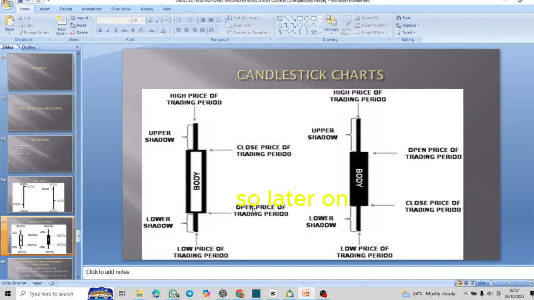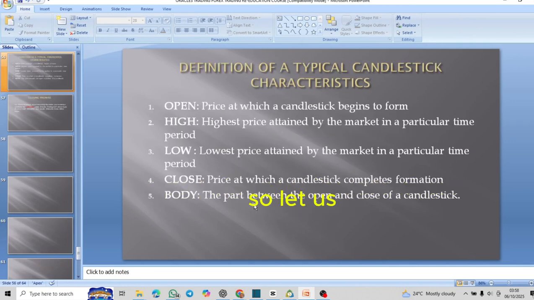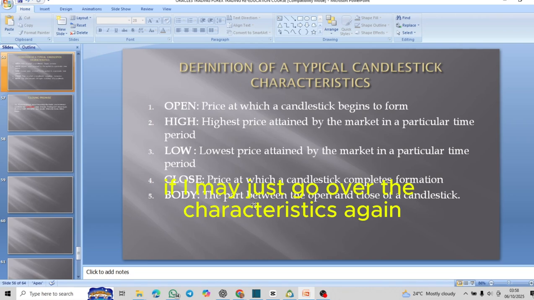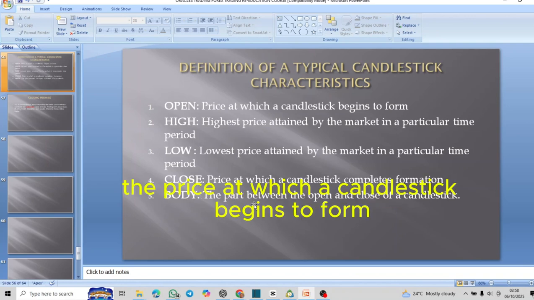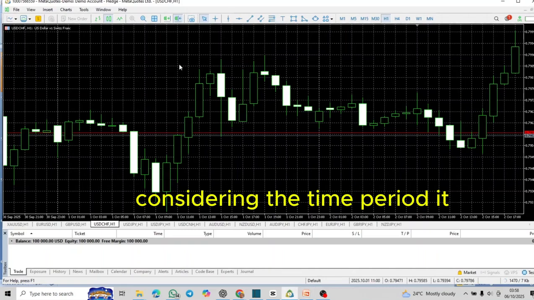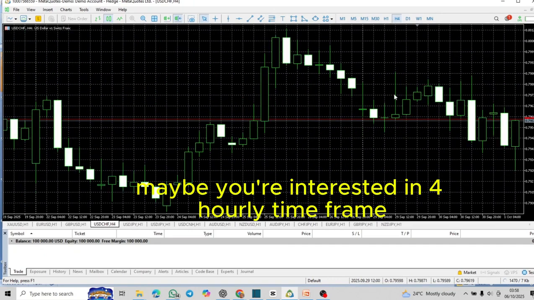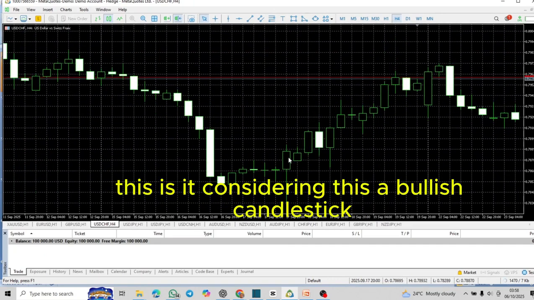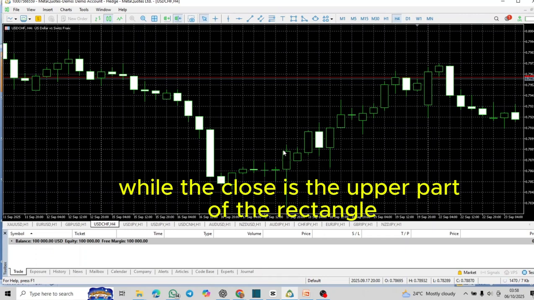So later on, we are going to talk more about candlesticks. Let me just go over the characteristics again. The open represents the price at which a candlestick begins to form for a particular time period. The time period could be the 4-hourly time frame, maybe you are interested in that. Considering this bullish candlestick, the open is the lower part of the rectangle, while the close is the upper part of the rectangle.